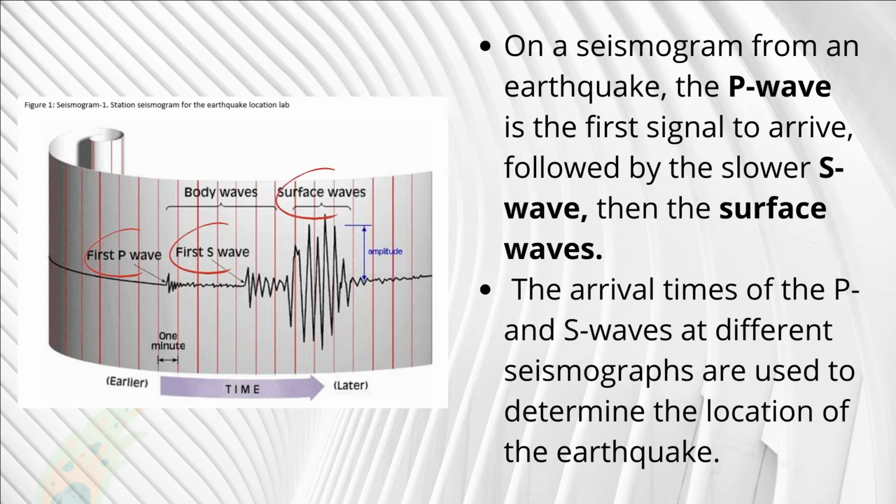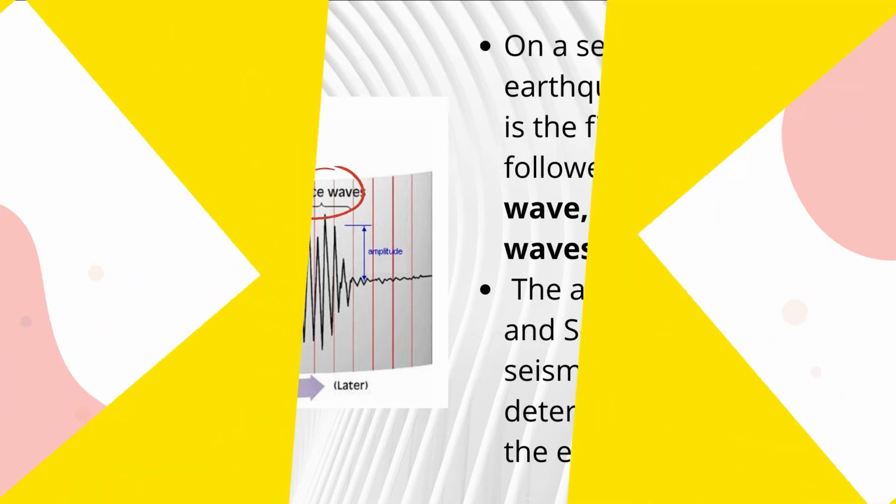earthquake. Sa madaling salita, ang pinakamabilis na seismic wave ay ang P waves. Sinundan ng S wave at ang pinakamabagal ay ang surface waves. Ang mga seismic waves na nadedetect ng mga seismograph ang ginagamit upang malaman kung nasaan ang lokasyon ng isang lindol.